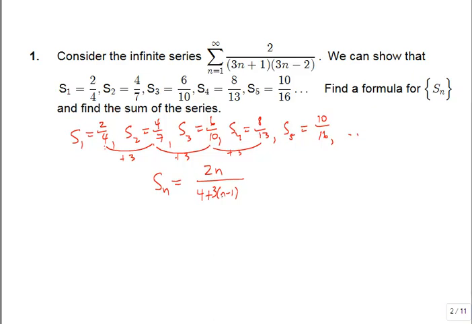And you can verify that if n is 1, then we're adding no 3s, so we just stick with 4. If n is 2, then 2 minus 1 is 1, so we're just adding 1 3, which will give me that 7. If n is 3, 3 minus 1 is 2, 3 times 2 is 6, so we're adding 2 3s and getting 10. So that does work.